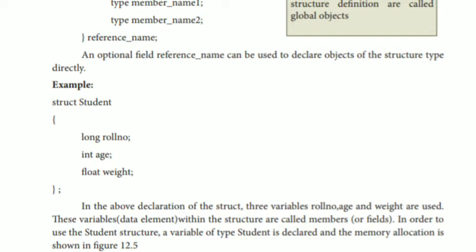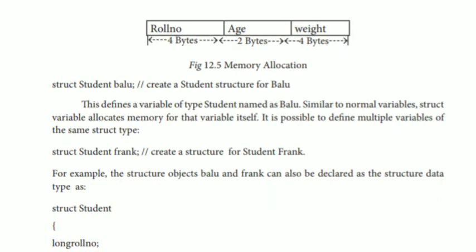In other words, to use the student structure, a variable of type student is declared and the memory allocation is shown in figure 12.25. This is the explanation of memory allocation: 4 bytes for roll number, 2 bytes for age, 4 bytes for weight. This is not very important. The above example is followed by a definition, which need not be explained.